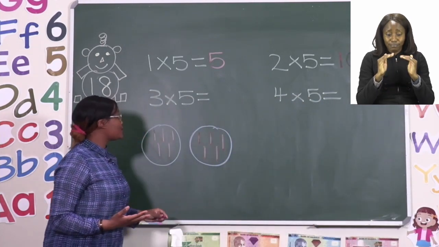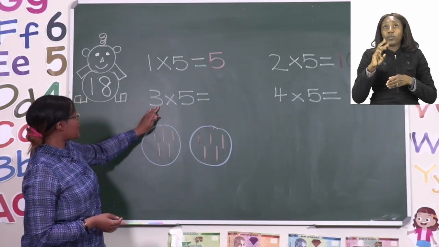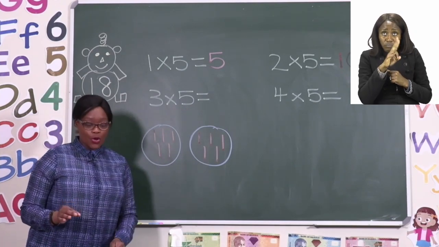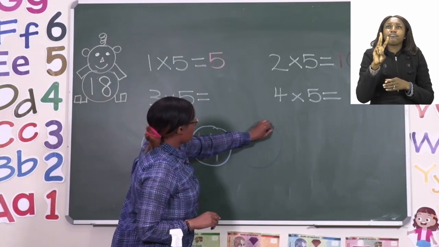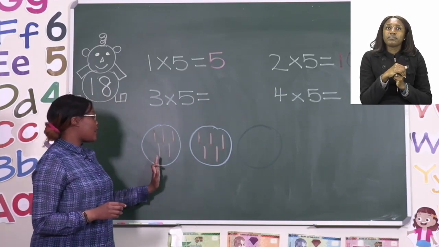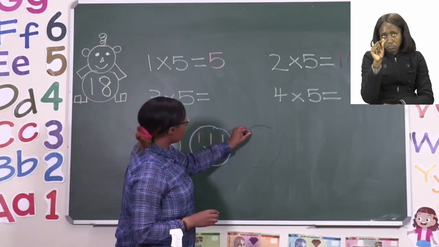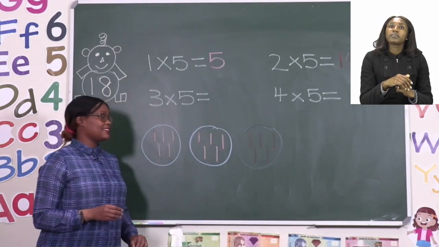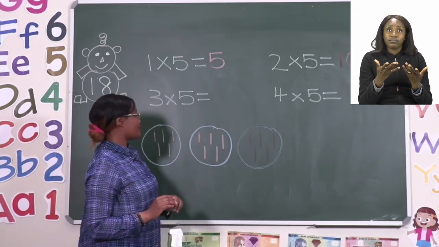The next one we're going to do says 3 sets of 5, which is the same as saying 3 times 5. Now we already have 2 sets. So we are going to draw a third one to make them 3. And then in each set, we need to put 5. We have 5 here already, another 5 here. So let's continue and draw another 5. 1, 2, 3, 4 and 5. Now we have 3 sets, each set having 5.